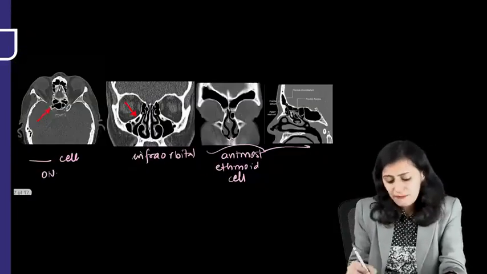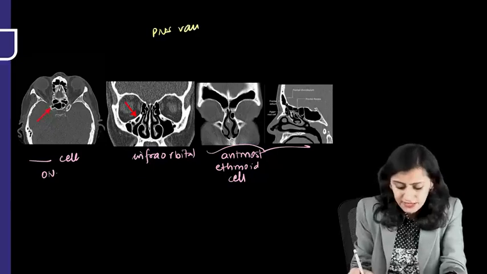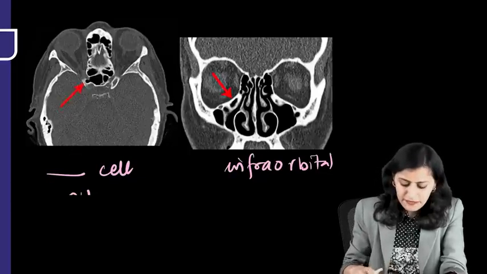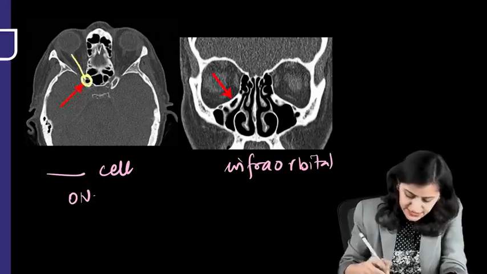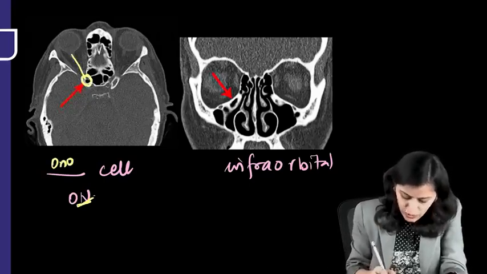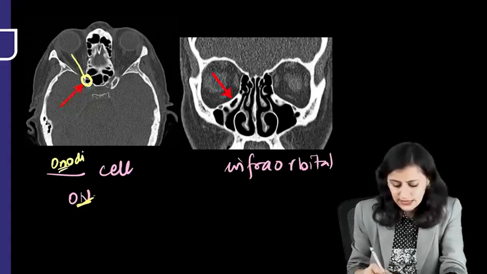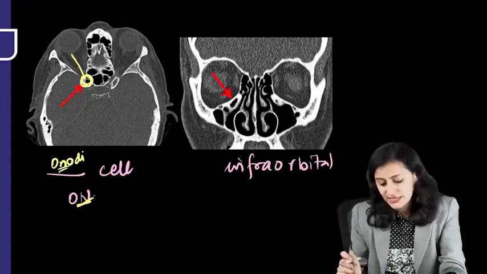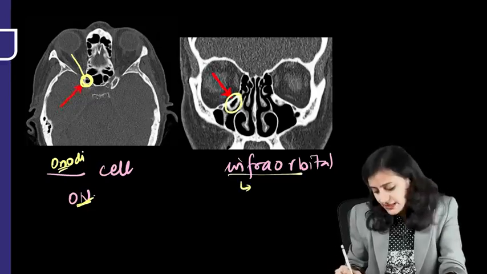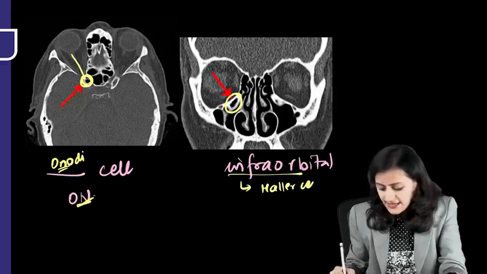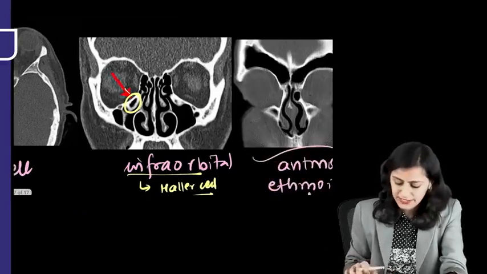Some variations in the paranasal sinus anatomy, the important cells that we need to know. Which is that cell which is related to the optic nerve? The cell related to the optic nerve, ON, is the Onodi cell. It is the posterior-most ethmoid cell. The infraorbital cell, an anterior ethmoid cell, is called the Haller cell. So, Haller cell is infraorbital.